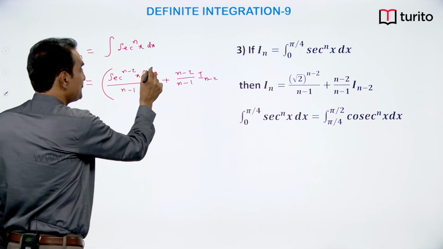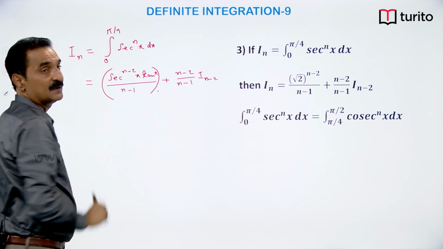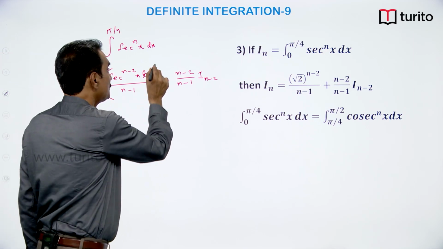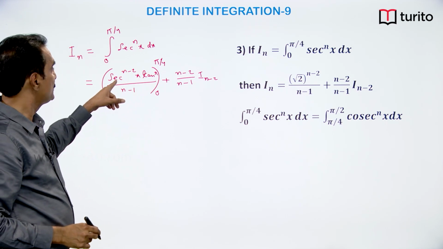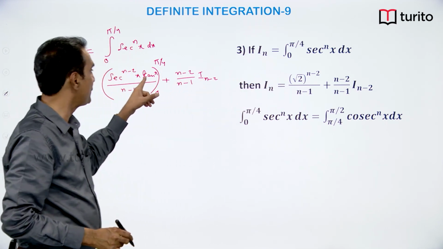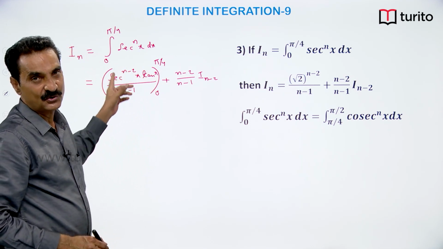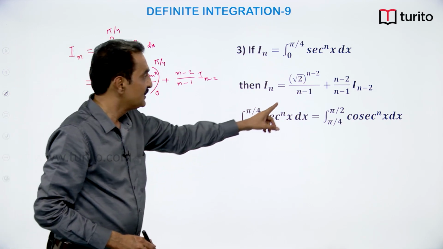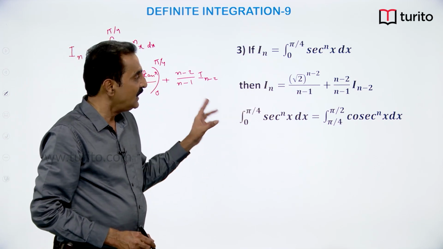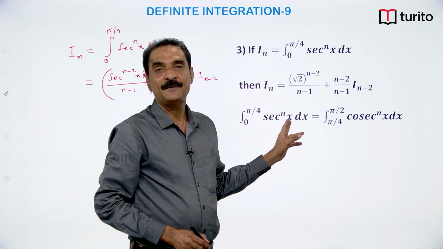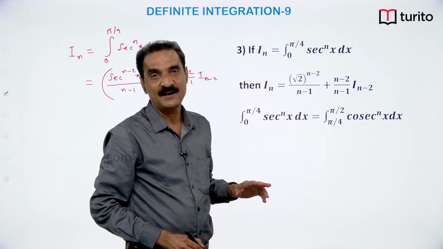Now, if you substitute the limits 0 to pi by 4, secant pi by 4 is root 2, so root 2 power n minus 1 into tan pi by 4, which is 1, by n minus 1. Substituting 0, tan 0 is 0, so that term is completely 0, plus n minus 2 by n minus 1 into I n minus 2. This is the reduction formula. And similarly, the integral 0 to pi by 4 of secant power n x dx will be equal to the integral pi by 4 to pi by 2 of cosecant power n x dx.